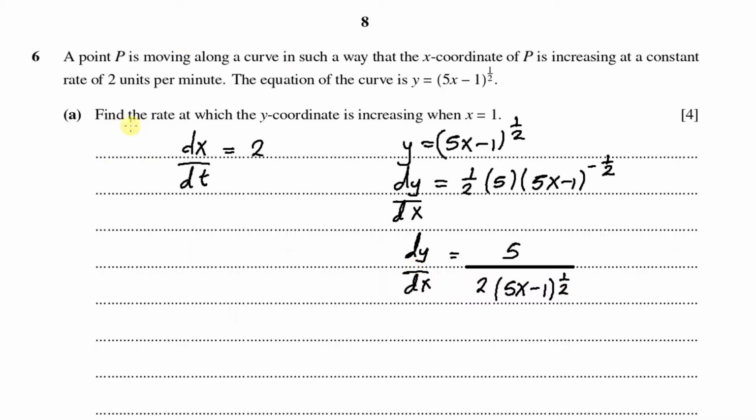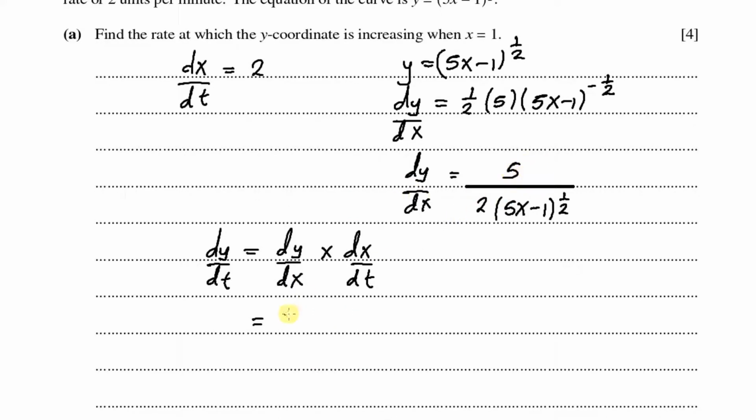Now here for part A, where they want us to find the rate at which the y-coordinate is increasing, we're saying that's dy by dt. And that's equal to dy by dx multiplied by dx by dt. So the dx's seem to cancel. So we've obtained dy by dx as 5 over 2 of 5x minus 1 to the power of a half. And we're going to multiply that by dx by dt, which is 2. But you see, they say here when x is equal to 1.